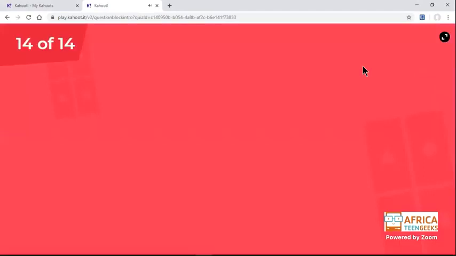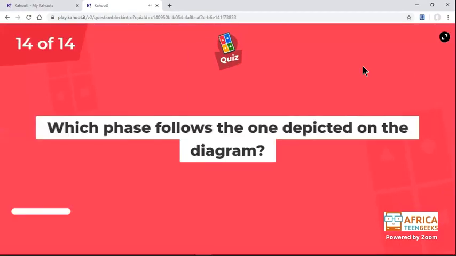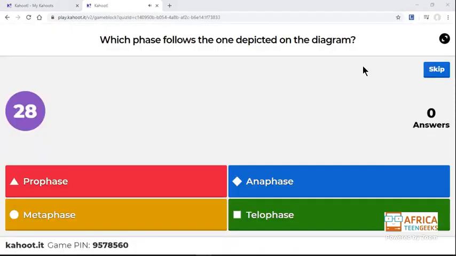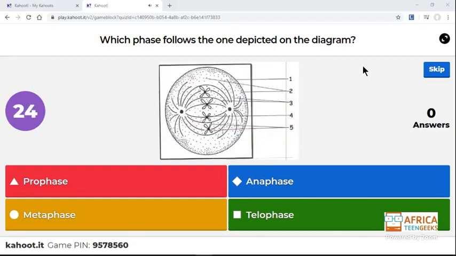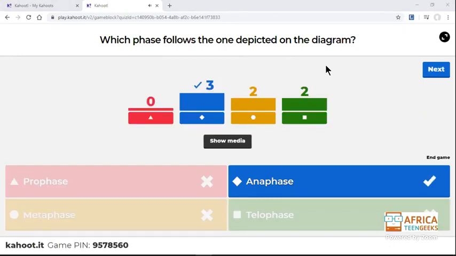So big up to Funny Dingo. Congrats. And which phase follows the one depicted on the diagram? Thanks for playing along. It was actually fun. This was our first try and you guys did amazing. So which phase follows the one depicted on this diagram? Then we are done. Yes, I also think by tomorrow the class will be more interactive.